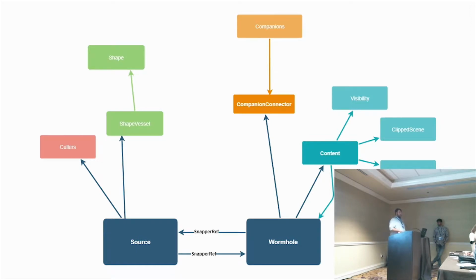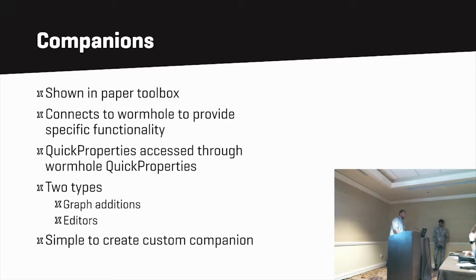We also have the companion connector, which companions can be connected to. So let's go into companions a bit more. They are shown in Paper Toolbox. You can connect them to a wormhole in order to provide specific functionality. The quick properties can be accessed by clicking the companion sometimes, but if not, you can access them through the wormhole's quick properties.